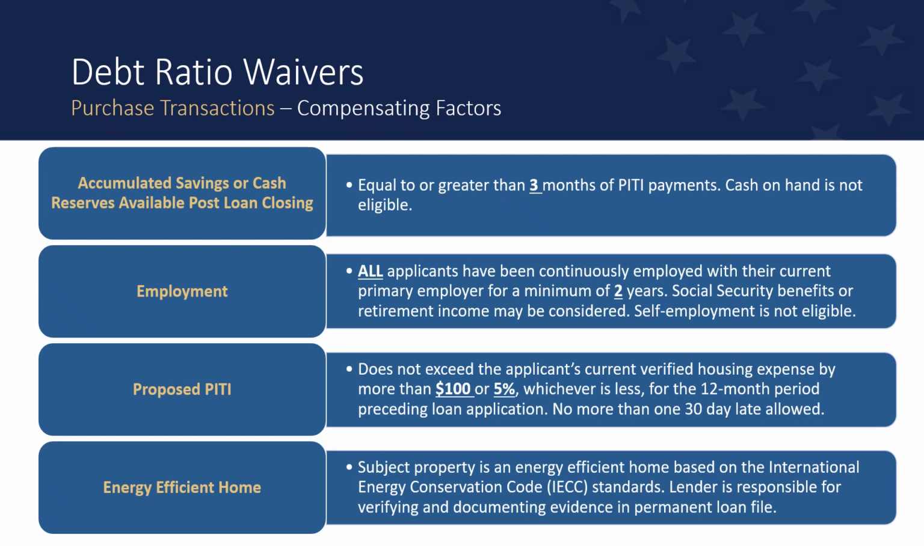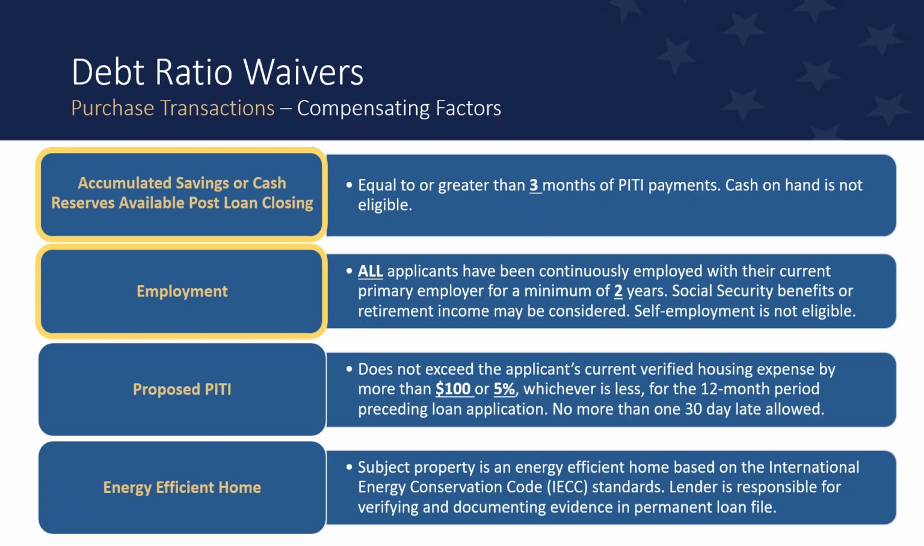Those compensating factors include accumulated savings or cash reserves available post loan closing equal to or greater than 3 months of PITI payments. Cash on hand is not eligible. The applicants, which includes all employed applicants, have been continuously employed with their current primary employer for a minimum of 2 years. Applicants that have received Social Security benefits or retirement income for 2 years may utilize this compensating factor with documentation to support the history of receipt of benefits. This compensating factor is not applicable for self employed applicants.